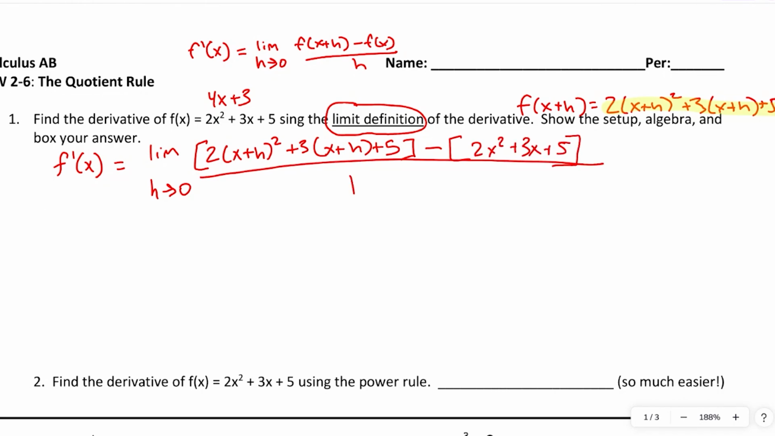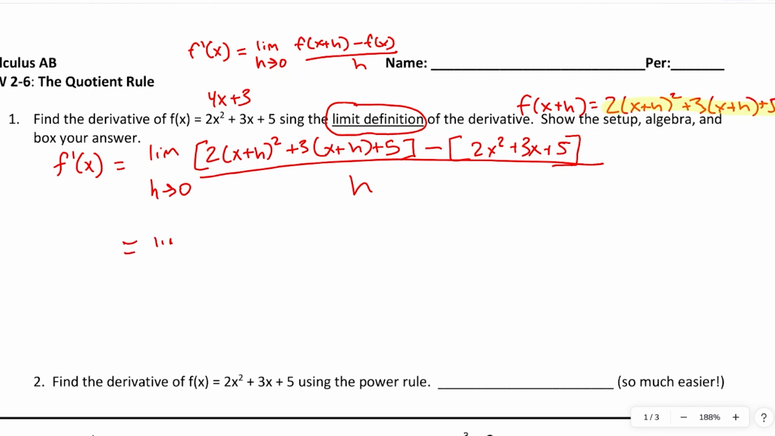all over h. And so what we're trying to do is, you know, you would just try direct substitution here and try to plug in 0, but we would get a divide by 0 error, so we can't do that. What we're going to try to do is try to factor out an h, hopefully get that to cancel out, and then we can plug in 0.